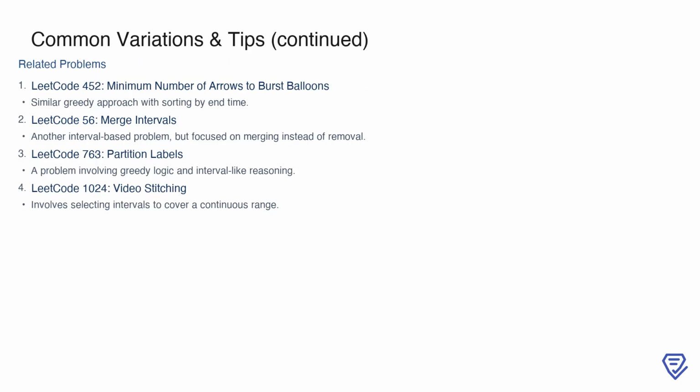This problem also connects to several related problems on LeetCode, which can help deepen your understanding of interval-based logic. For instance, LeetCode 452, minimum number of arrows to burst balloons, uses a similar greedy strategy where you sort intervals by their end time. Another example is LeetCode 56, merge intervals, which focuses on merging overlapping intervals instead of removing them. LeetCode 763, partition labels, takes a slightly different approach but still involves a greedy logic and reasoning about intervals.